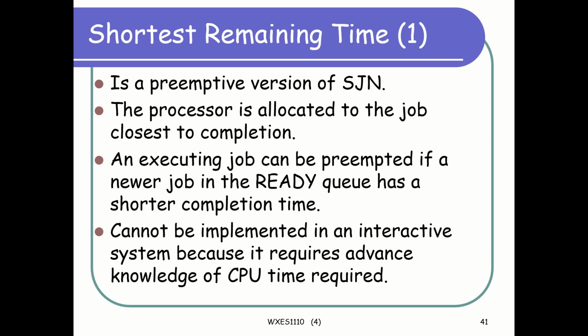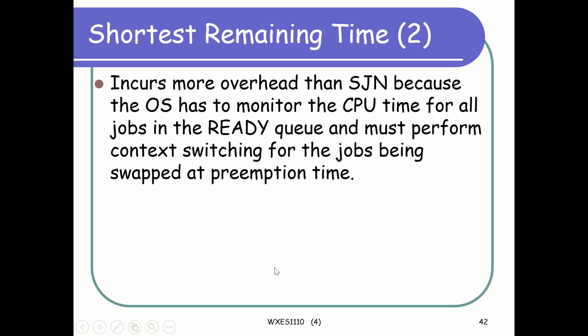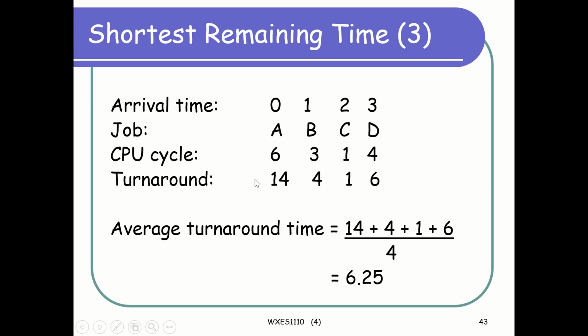And then we have shortest remaining time. This is a preemptive version of SJN. The processor is allocated to the job closest to completion. An executing job can be preempted if a newer job in the ready queue has a shorter completion time. It cannot be implemented in an interactive system because it requires advanced knowledge of CPU time required. It also incurs more overhead than shortest job next because the OS has to monitor the CPU time for all jobs in the ready queue and must perform context switching for jobs being swapped at preemption time.